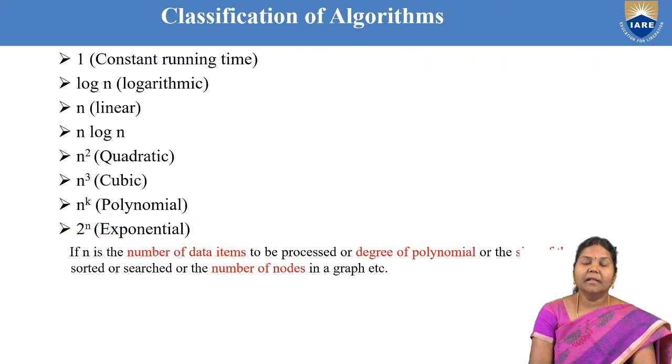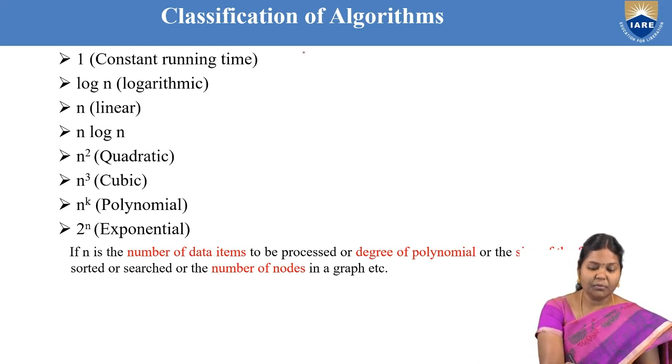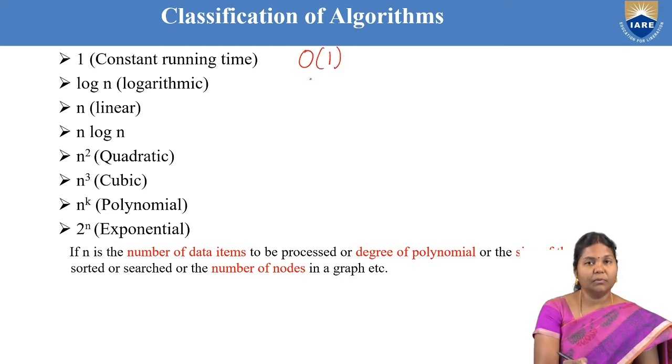Now, out of time and space complexity, time complexity is the more important parameter for measuring the performance of an algorithm. Based on the time complexity, problems are divided into different categories. One is constant running time. Certain applications require constant running time, which is big O of 1, order of 1.